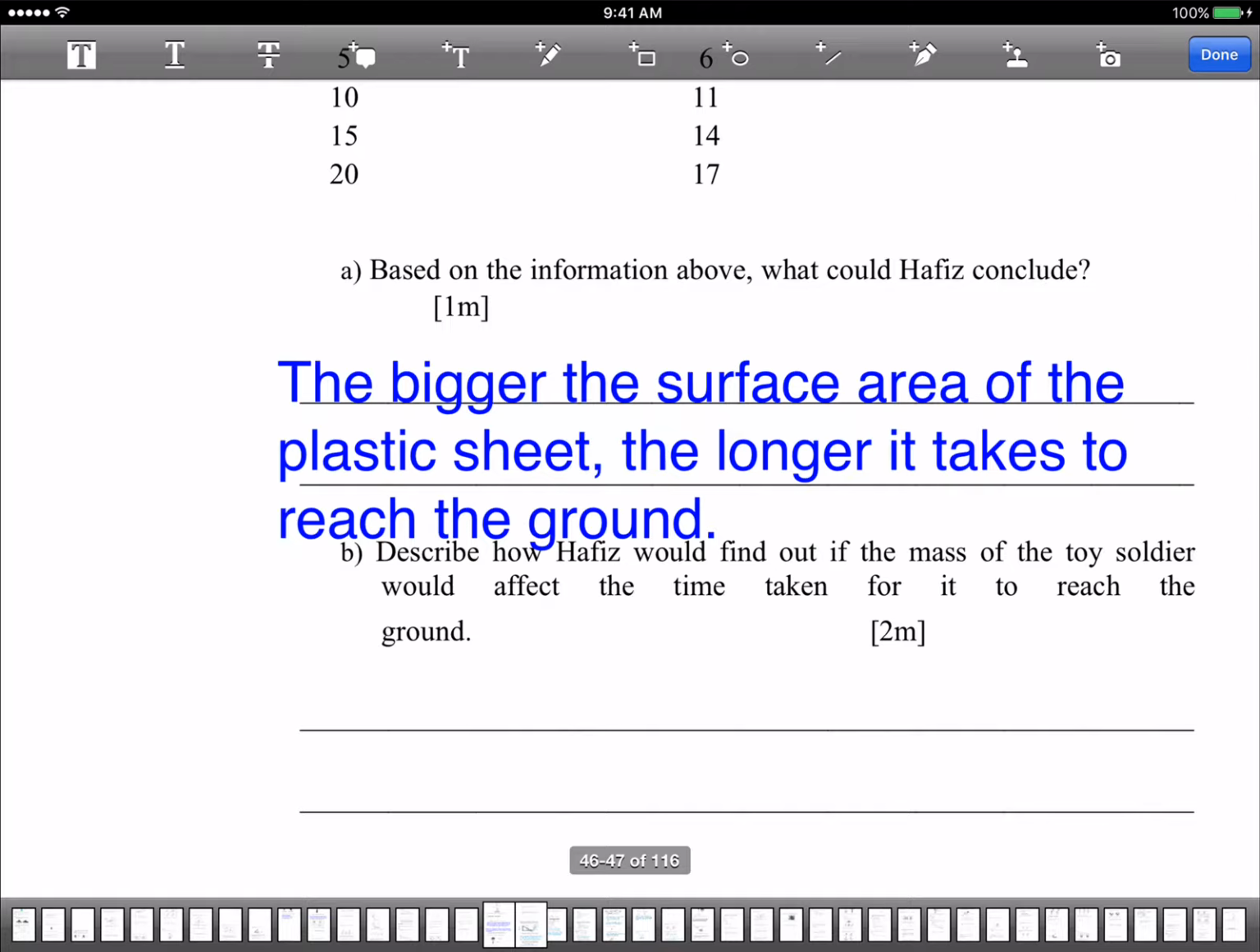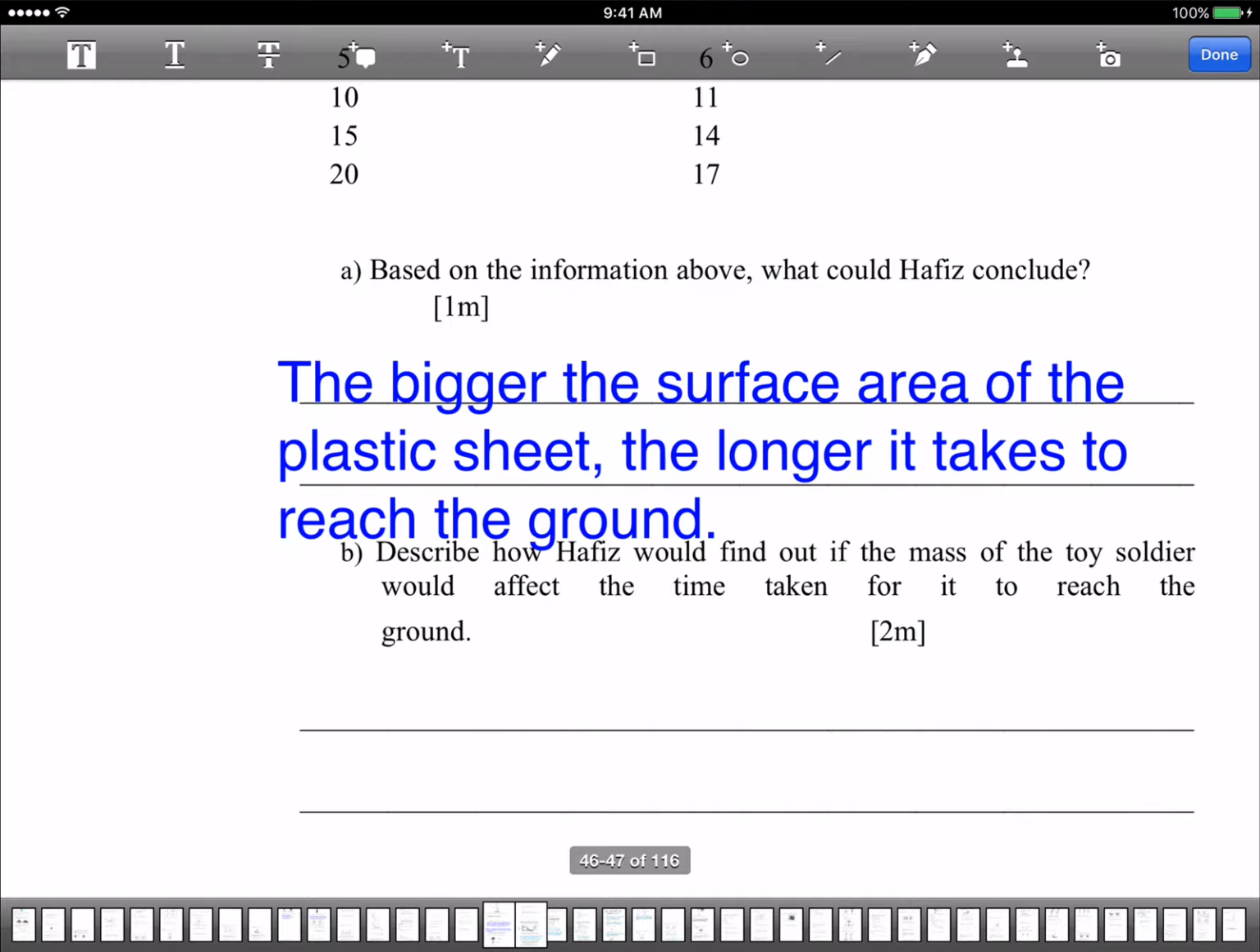How can Hafiz find out if the mass of the toy soldier will affect the time taken? So what can he do? Now this is just to describe an experiment. I'm not going to write it out, just talk about it. Basically, what he can do is use different masses of toy soldier. So one could be 50 grams, another 100 grams.